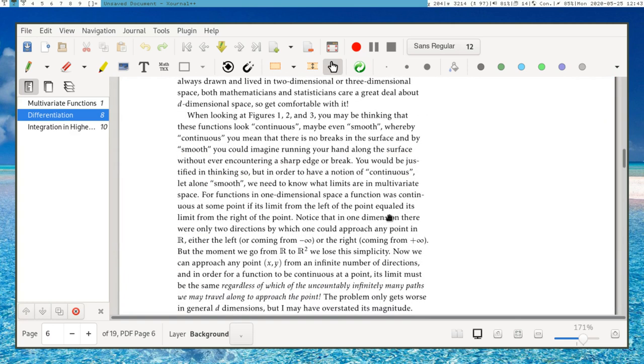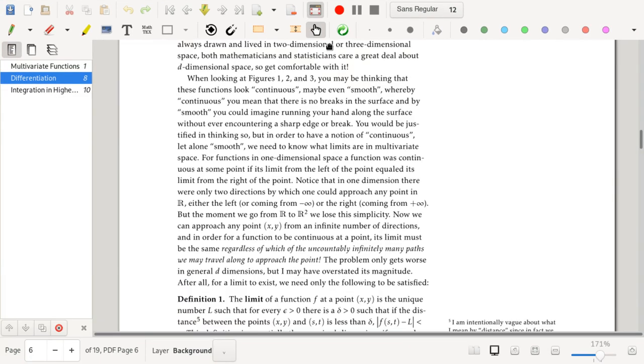The notion of limit. Yeah, we need to talk about the notion of limit, because we're going to talk about calculus, and calculus doesn't exist without limits. Okay, so when we're looking at the functions in 1, 2, and 3, you may be thinking that these functions look continuous or maybe even smooth. Where continuous, you're thinking that there's no breaks in the surface. There's no holes, there's no breaks.